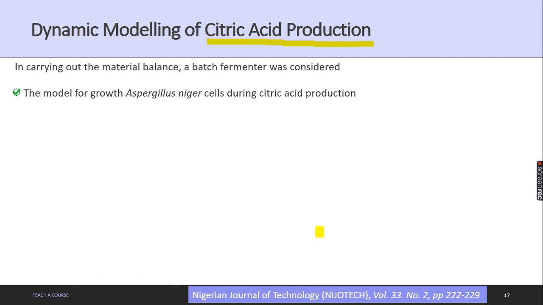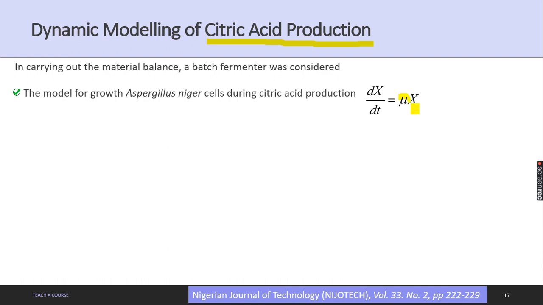So, the growth model for Aspergillus niger cells for citric acid production. We understand here that there will always be three different kinds of variables: one is biomass production, one is citric acid production, and the third is the substrate consumption model. For growth, it is a simple one, the differential growth expression dx/dt = mu x, where mu is the specific growth rate.